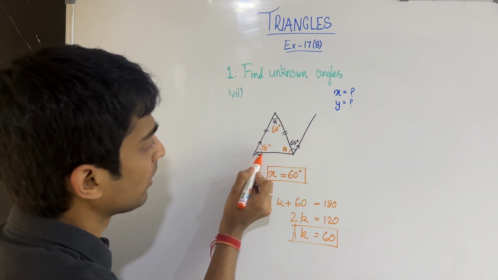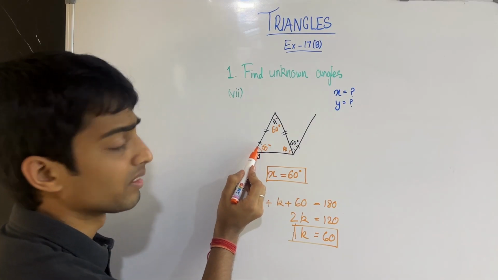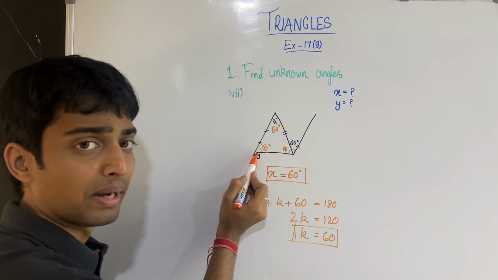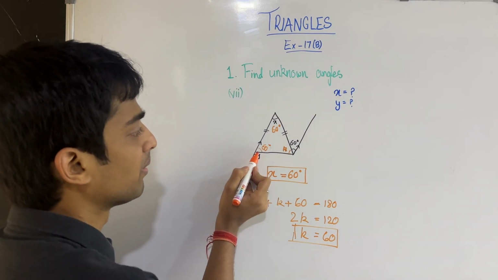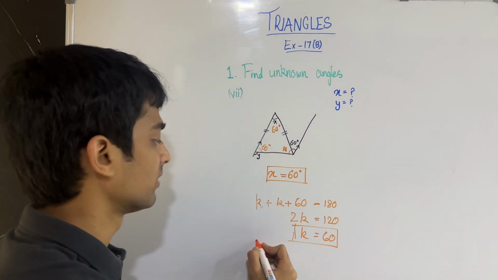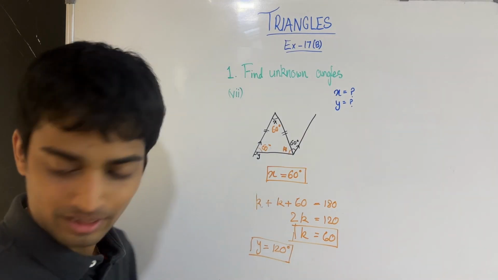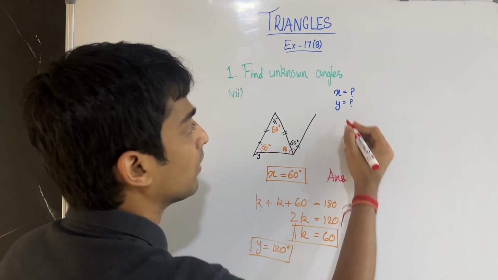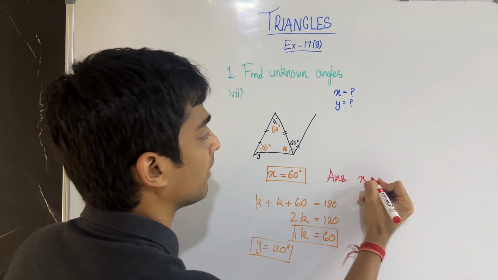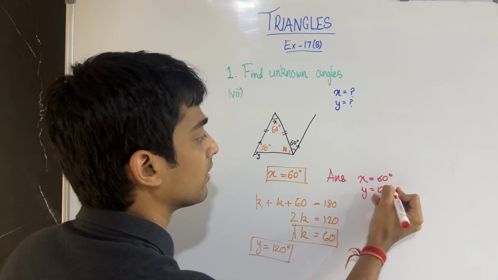Now look at this line. This whole angle is 180 degrees because it's a straight line. And this part is 60. So this part has to be 180 minus 60 because both of them make up 180. So this becomes 120. So Y is 120 degrees. So final answer we can write. Final answer, X and Y we wanted. We have X equal to 60 degrees, Y equal to 120 degrees.